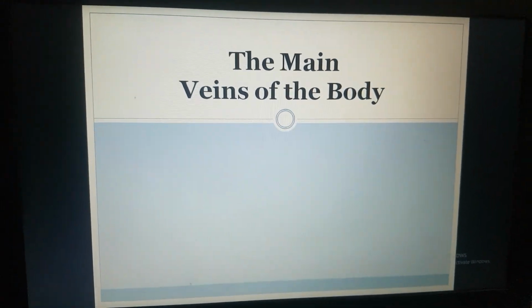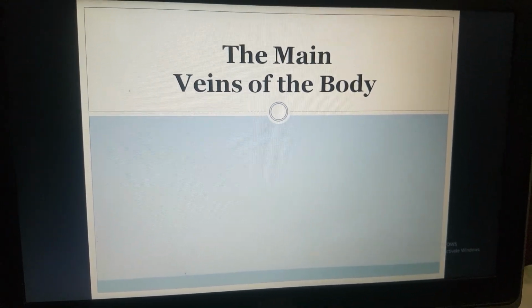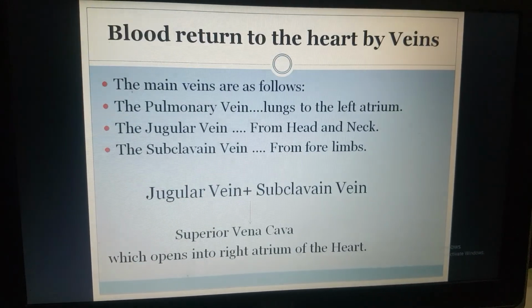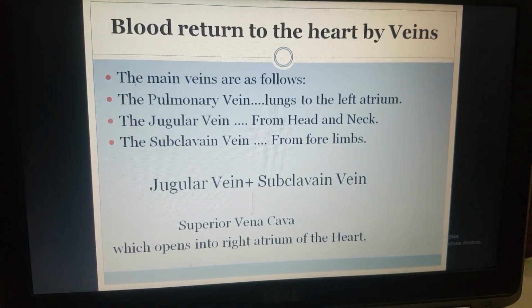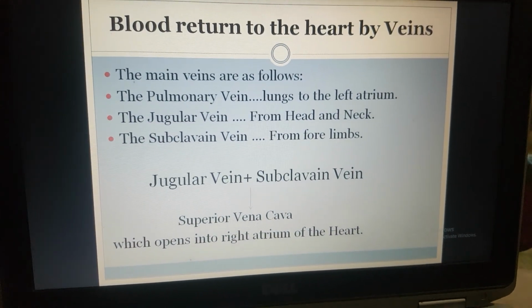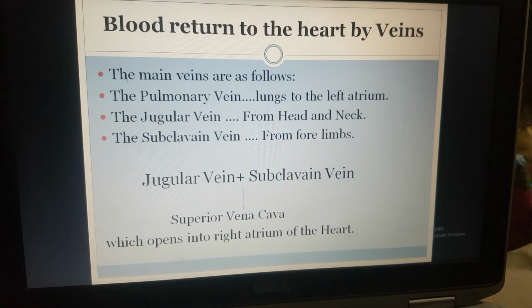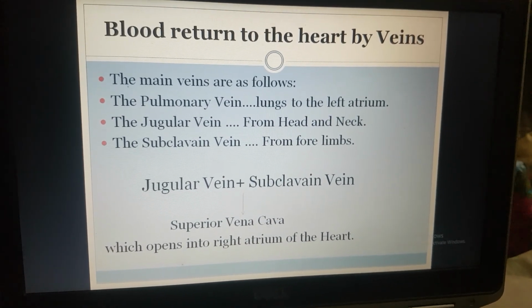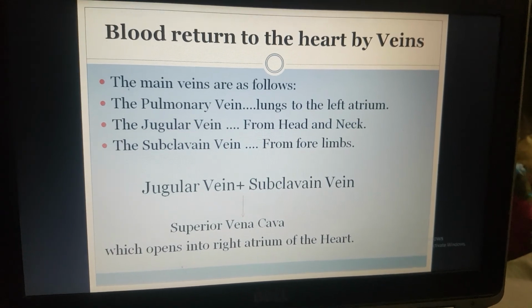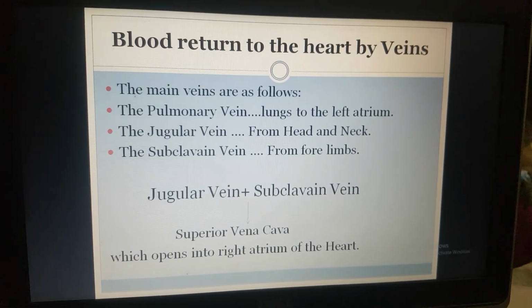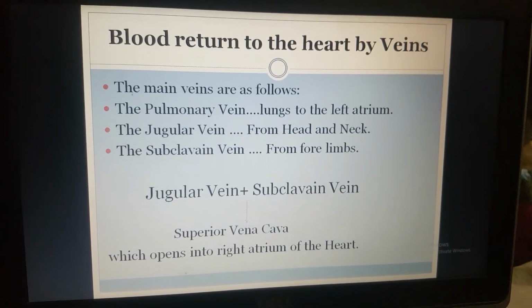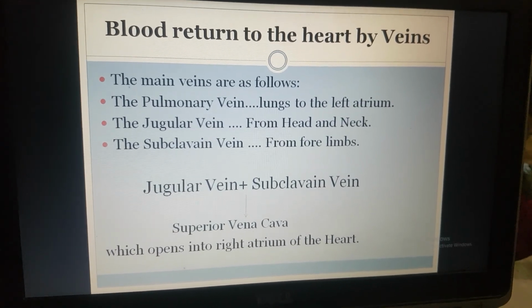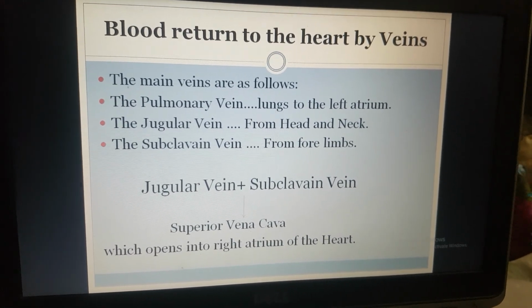Now moving towards the main veins of the body. When we talk about the main veins of the body, veins are actually returning blood to the heart from rest of the body. So the main veins of the body are as follows: pulmonary vein, jugular vein, subclavian vein.